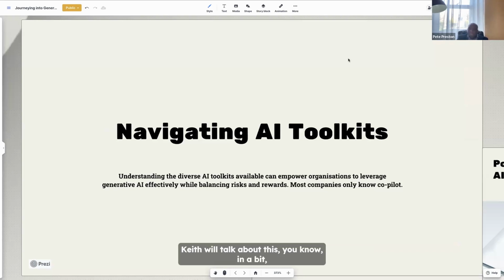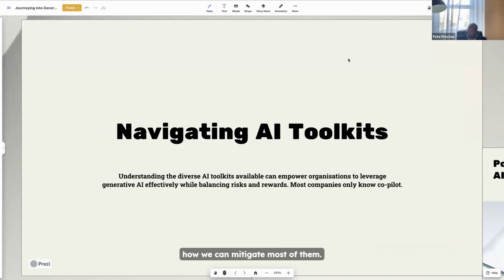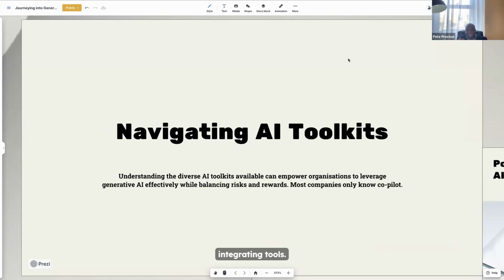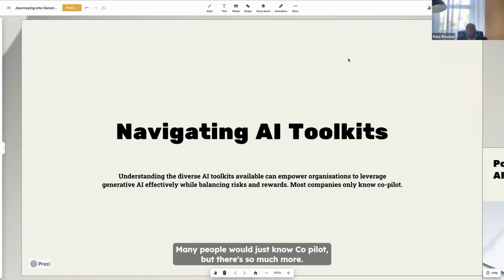Keith will talk about this in a bit, but I will take you up to where we can look at just the technical risks. And we mostly know the rewards, but we'll also look at the risks and see how we can mitigate most of them. In terms of navigating and maybe integrating tools, many people would just know Copilot, but there's so much more.